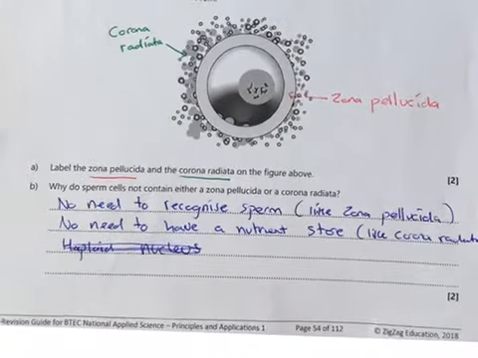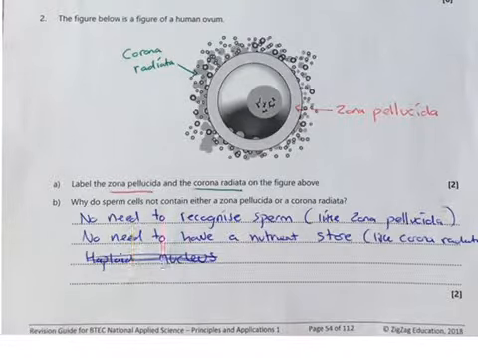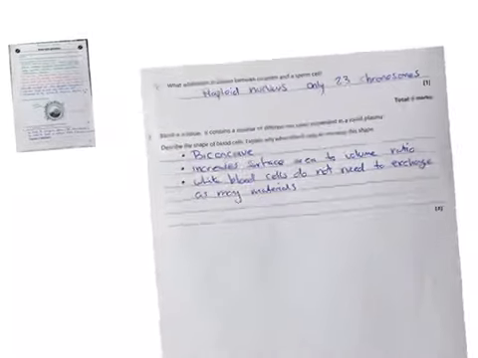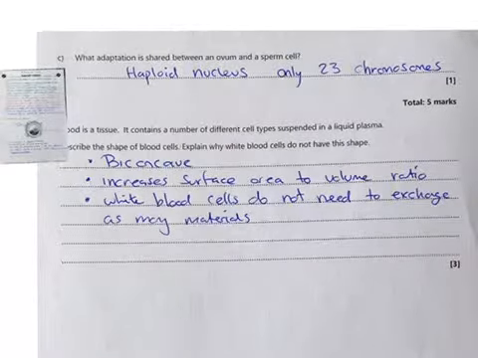So, why do sperm cells not contain either of these? I'm not going to say them again. Well, there's no need to recognize the sperm, because it is a sperm, and they don't need to have that nutrient store, like the egg. So, that's that page. This is going to be a really short video because there's not many questions for you. What adaptation is shared between these 2 cells? So an ovum and a sperm cell, well, they've got a haploid nucleus, so only 23 chromosomes for each.